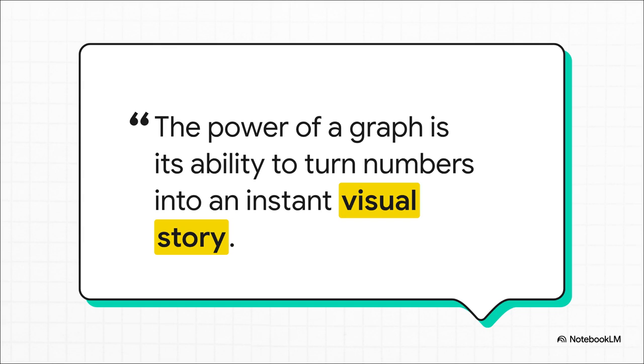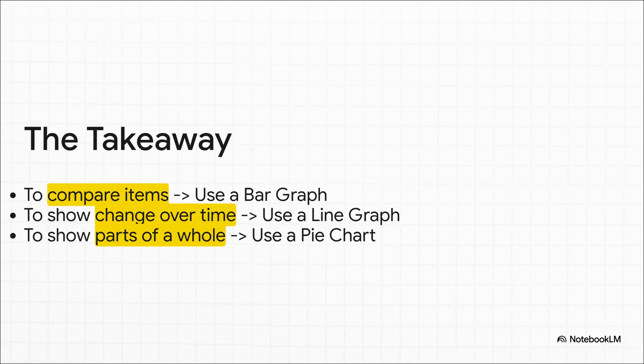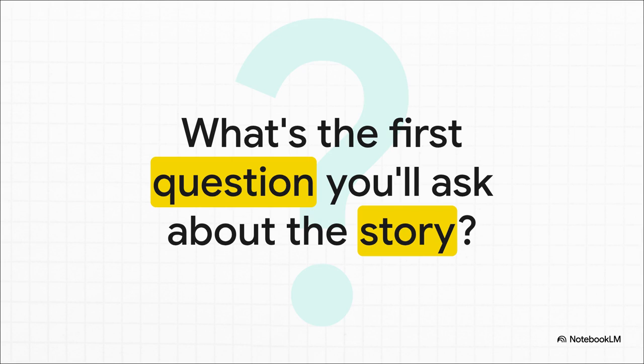The goal is transformation. It's about taking these abstract numbers and turning them into a story that our brains can process instantly, intuitively. Okay, so let's lock in the core takeaway here. The bottom line is this. If you need to compare different things, grab a bar graph. If you're tracking something's journey over time, a line graph is your best friend. And if you're breaking down a single total to see all its little pieces, the pie chart is the perfect tool for that job.